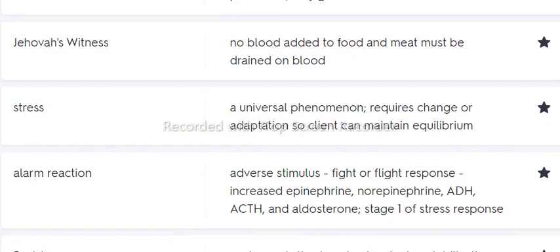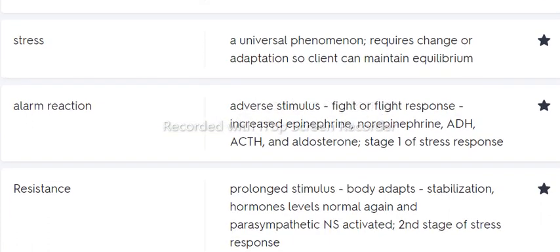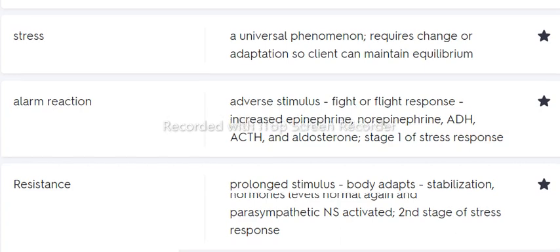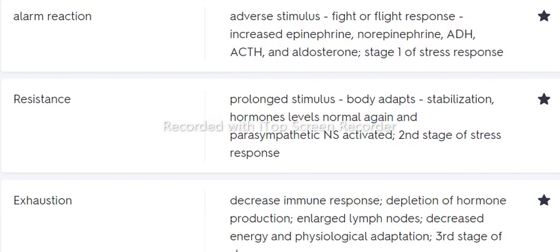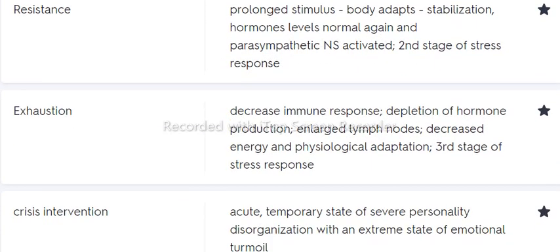Stress, a universal phenomenon, requires change or adaptation so client can maintain equilibrium. Alarm reaction, adverse stimulus, fight or flight response, increased epinephrine, norepinephrine, ADH, ACTH, and aldosterone, stage 1 of stress response. Resistance, prolonged stimulus, body adapts, stabilization, hormone levels normal again, and parasympathetic NS activated, second stage of stress response. Exhaustion, decreased immune response, depletion of hormone production, enlarged lymph nodes, decreased energy and physiological adaptation, third stage of stress response.